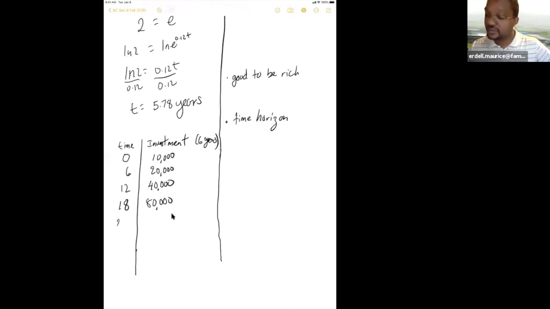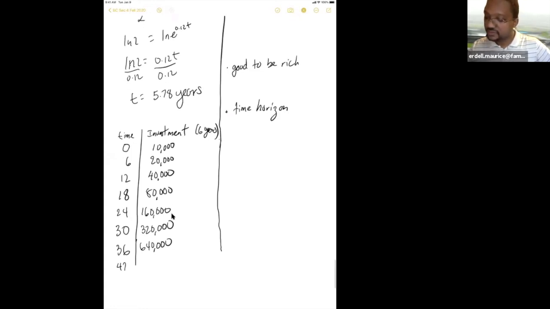18 plus 6 is 24. That money will double. Another 6 years, that's 30. That's $320,000. That money will double. Another 6 years, that's $640,000. And of course, one more for 42 years right here. That's going to give you $1,280,000, right?